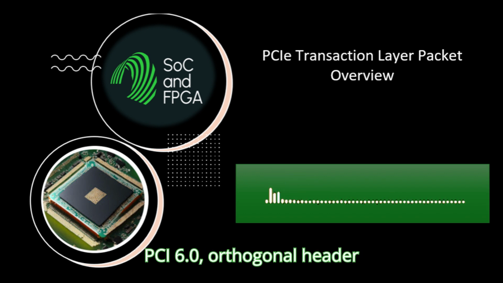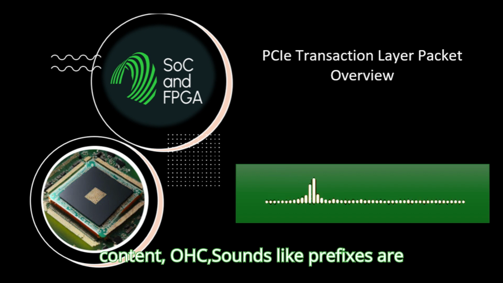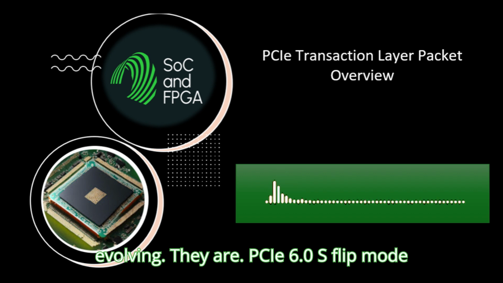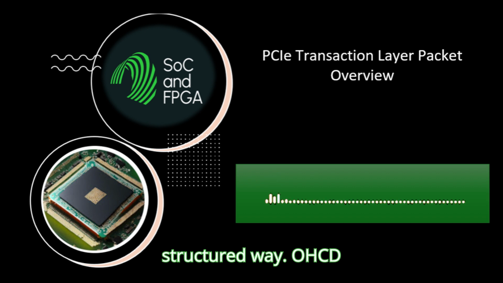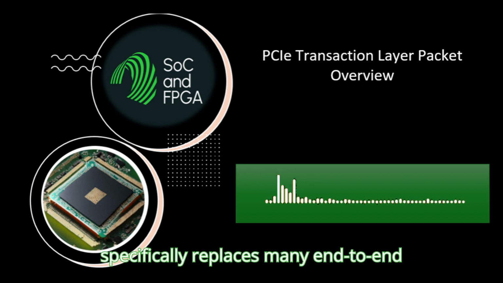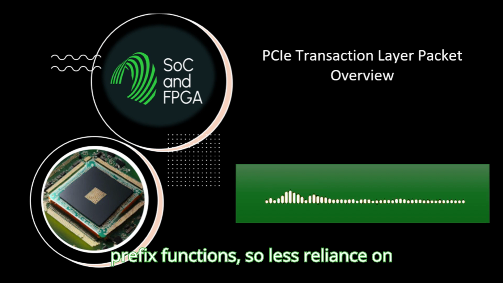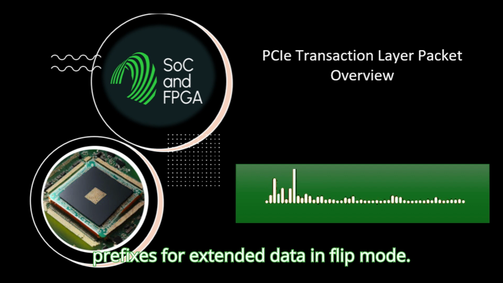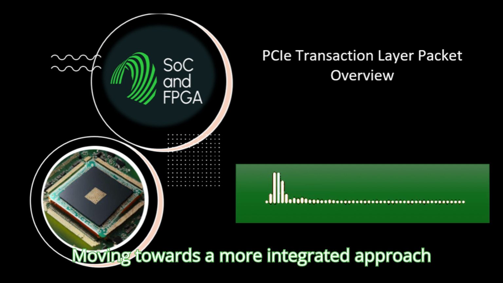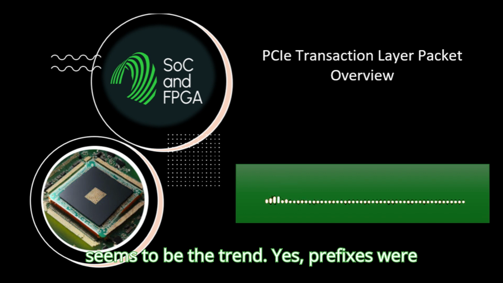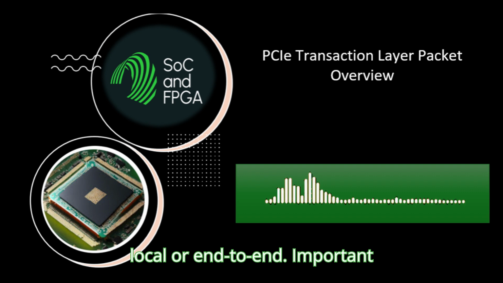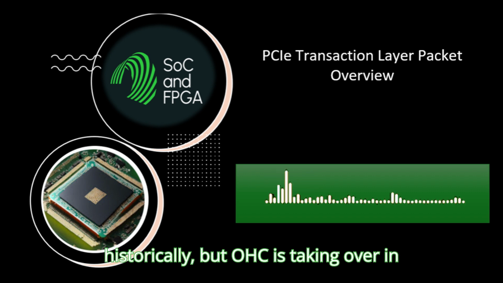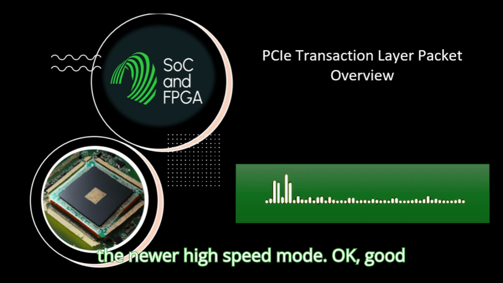Now, connecting this to PCIe 6.0, orthogonal header content, OHC, sounds like prefixes are evolving. They are. PCIe 6.0 FLIT mode uses OHC for optional info in a more structured way. OHC specifically replaces many end-to-end prefix functions. So less reliance on prefixes for extended data in FLIT mode, moving towards a more integrated approach. Seems to be the trend, yes. Prefixes were flexible, indicated by FMT 100B, local, or end-to-end. Important historically, but OHC is taking over in the newer high-speed mode.